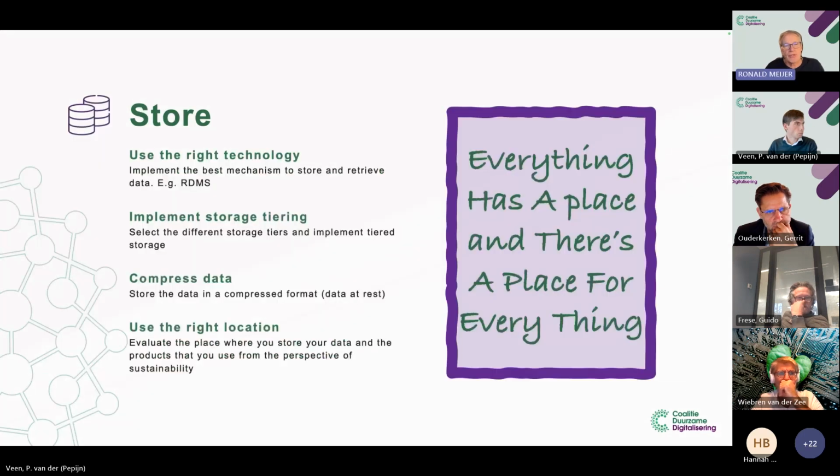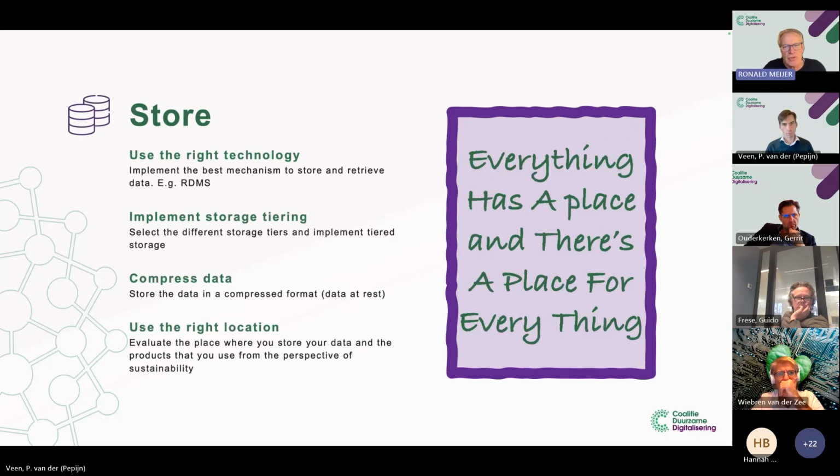So then you created the data, and apparently then you would like to use it, or to store it. First of all, store it. First we have to store it. There's a very nice saying in English: everything has a place, and there is a place for everything. And that's, I think, also true for the data.